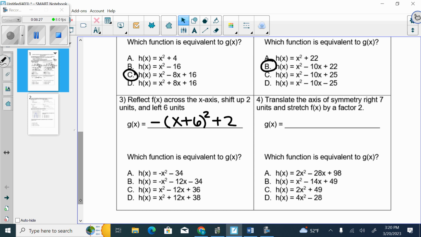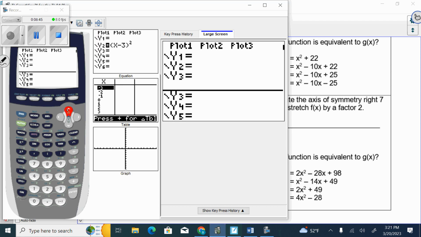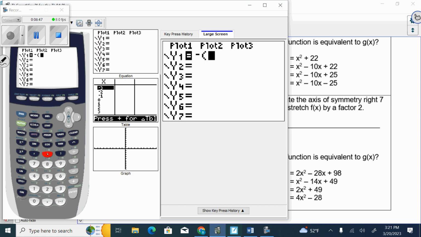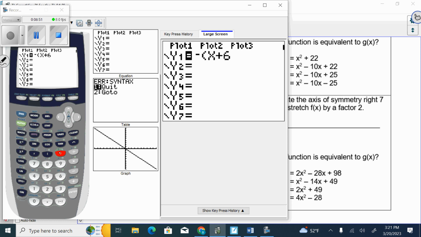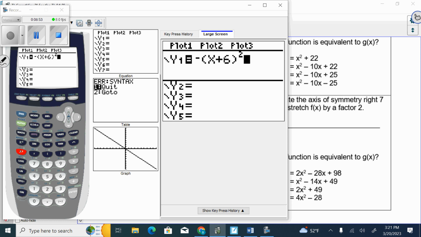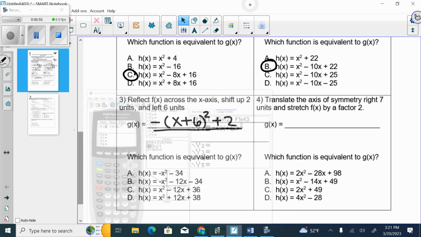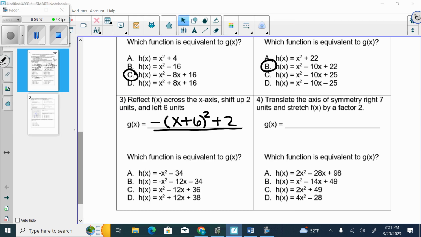Okay, and then again, it wants to know which one of these it's equivalent to, right? So you could do exactly what we just did on those first 2. You could FOIL it out, right? Or I'm also going to show you how you could do that in your calculator. So in order to do it in your calculator, you're going to type this in Y1, exactly as it's written. So in my Y1, I'm going to have negative parenthesis x plus 6 squared, plus 2.